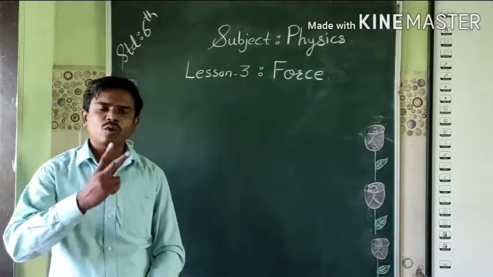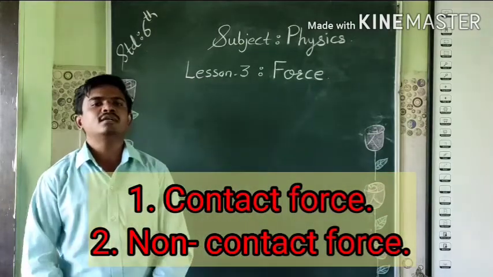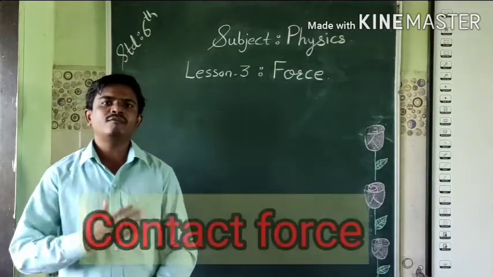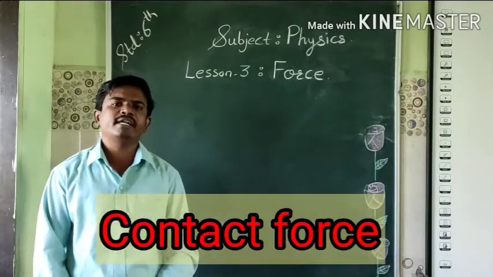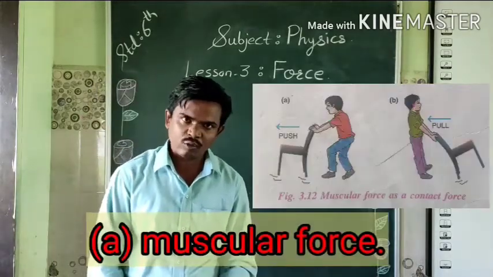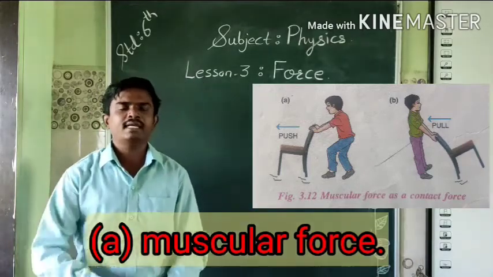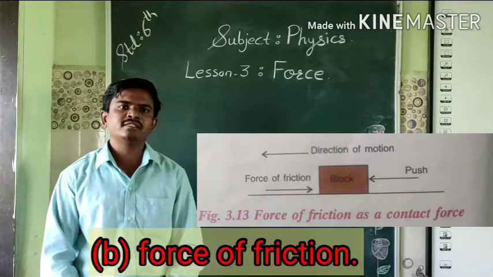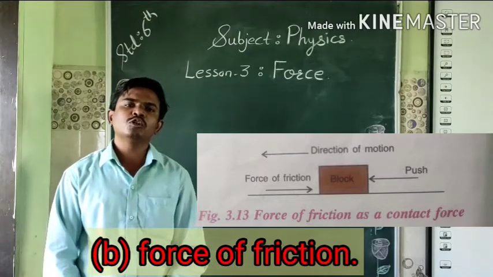We will talk about kinds of forces. There are generally 2 kinds of forces. First, contact force. Second, non-contact force. What is the definition of contact force? A force that acts on a body by making actual contact is called contact force. It has 4 types: muscular force as push or pull on an object. Second, force of friction. The force of friction acts between 2 surfaces and it is just opposite to the motion of the object.